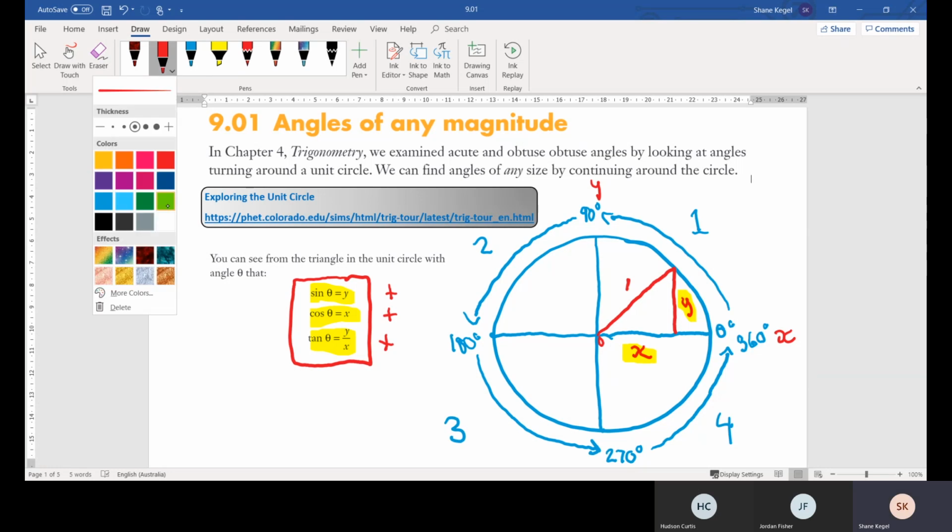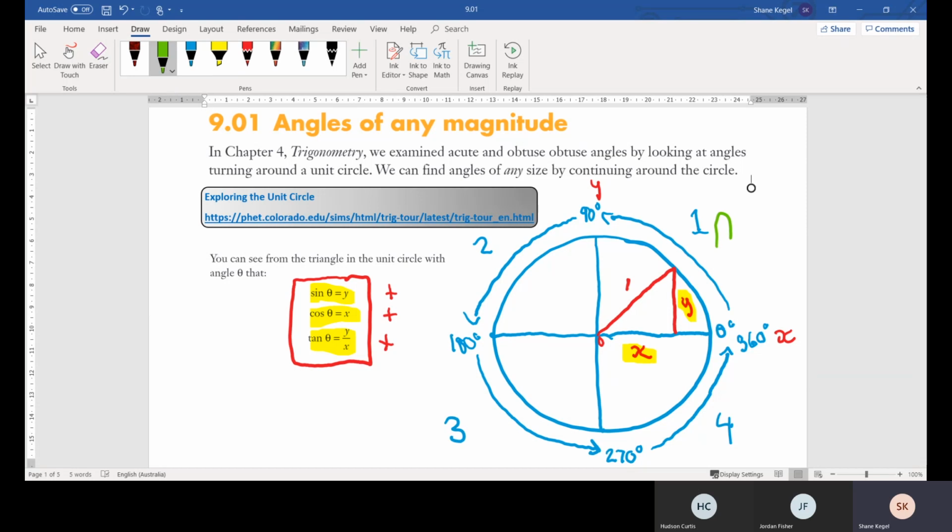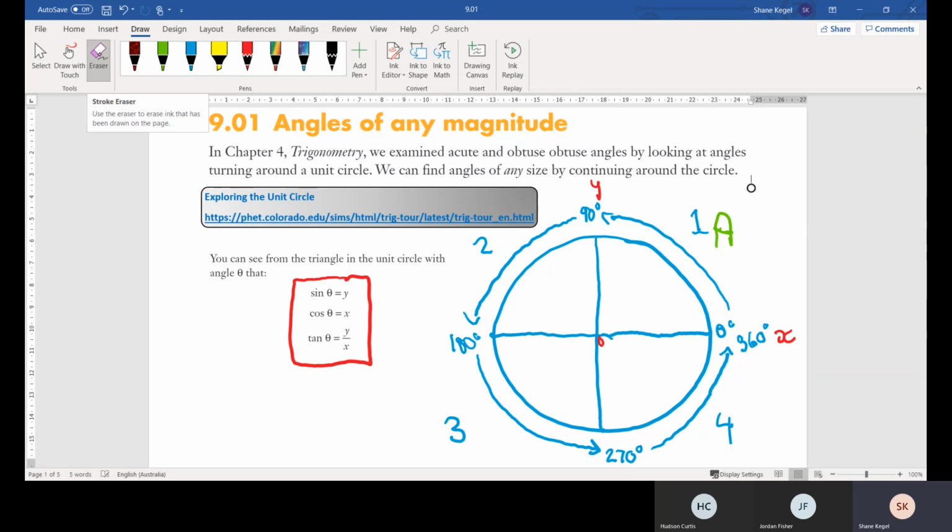So let me change color here. What's something that will stand out? Let's go green. So we use the acronym A in the first quadrant to say that sine, cos, and tan in the first quadrant would be positive. And I can do the same thing working around the unit circle. So let's have a look at the second quadrant.